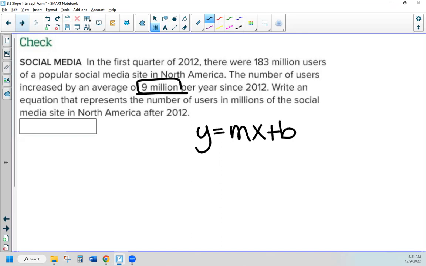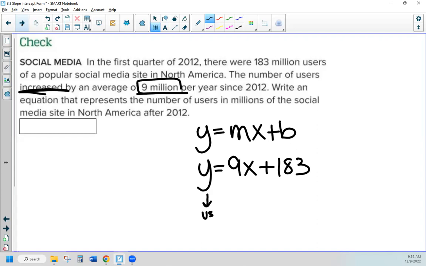So that brings us back to, it says create a slope-intercept form equation, y equals mx plus b. And let's see if it makes sense. The number of users, let's talk about the first quarter, starts at 183, the number that does not repeat, but then it goes up, right? It increases. So we're using plus, by an average of 9 million every year. I'm going to say that this is users and this is years. And then that's it. That should make sense, right?